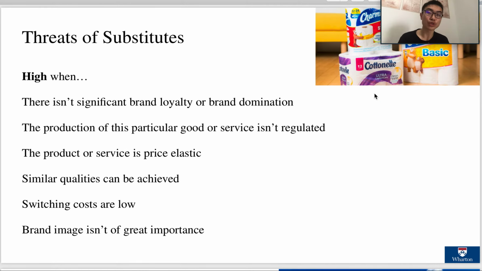Okay, threat of substitute is high when there isn't significant brand loyalty or brand domination, like tissue paper. I would say most likely there's no domination, and the production of this particular good isn't regulated. Because if it's regulated, we're not able to substitute. Like if only a few companies are able to produce, then even if we want to produce, the government won't allow us to. And then the product or service has to be price elastic, and similar qualities can be achieved, which means your quality disparity shouldn't be too large, otherwise people won't buy from these substitutes. And switching costs are low, and brand image isn't of great importance.